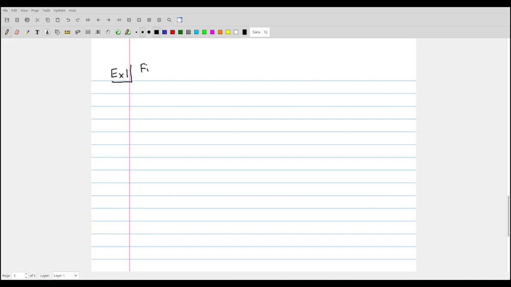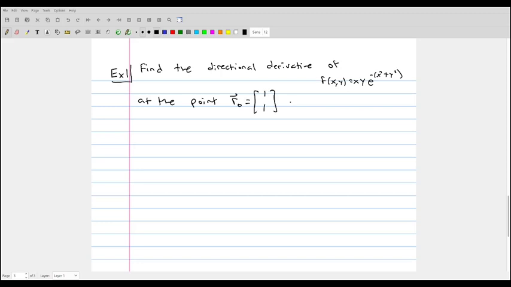So let's try and find the directional derivative of the function xy e to the negative x squared plus y squared, at the point r naught is equal to 1, 1, in the direction v is equal to negative 1, 2.